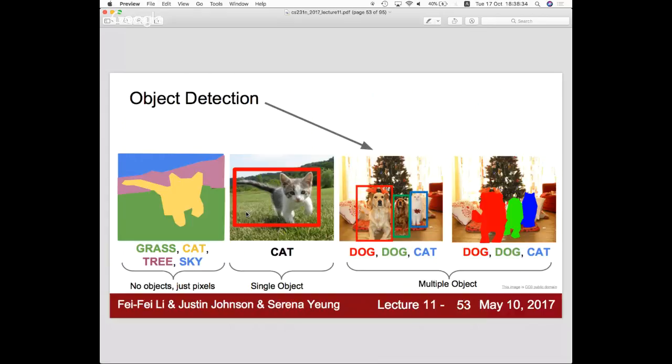And this is an example of instance segmentation. It means that not only can you draw the box, you actually know where all the hair or fur is. Okay.